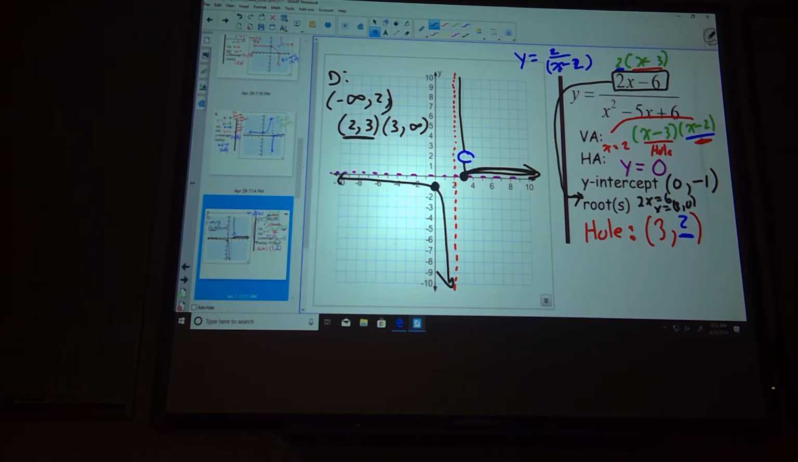So, tomorrow's test, are we going to have one? Yeah, you might have some domain hints on there, like a point on the horizontal asymptote.